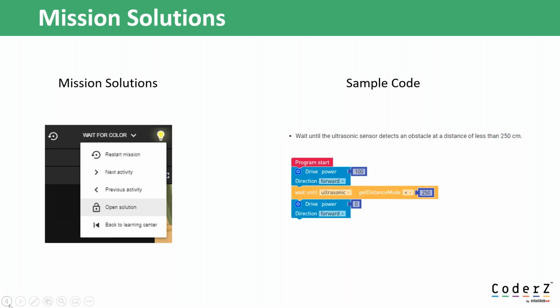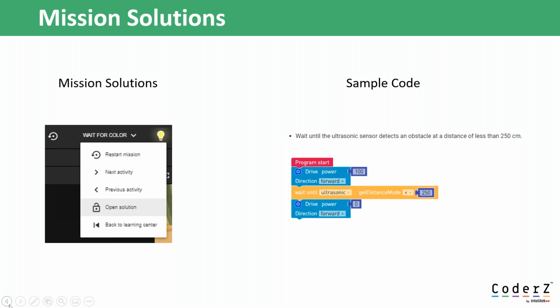Again, this is going to open a sample solution that we have provided for you as a teacher. Go through that code, and compare that solution code to what you have or what your students have, to see which one is more efficient. There's also a help widget, a little help icon at the bottom of the screen. Clicking that help widget and typing in a command like wait until ultrasonic will open up our knowledge base articles on that particular subject, and it also shows sample code.